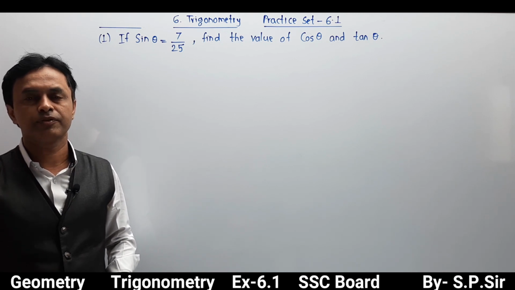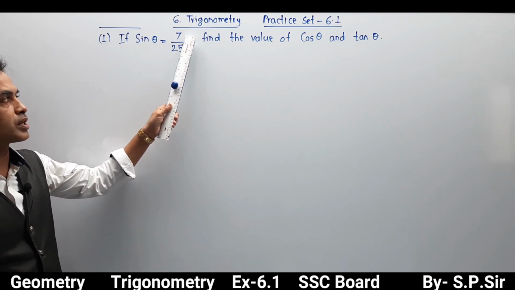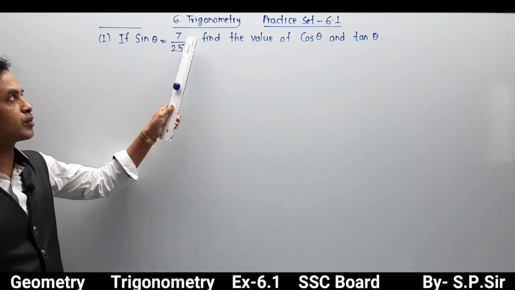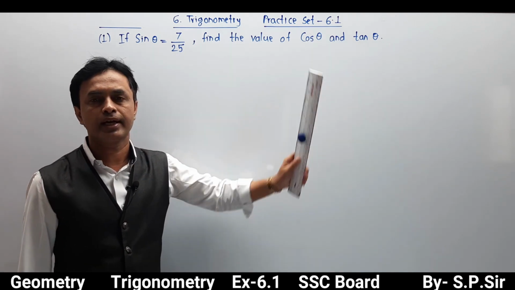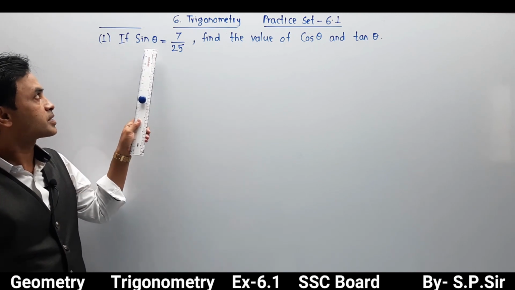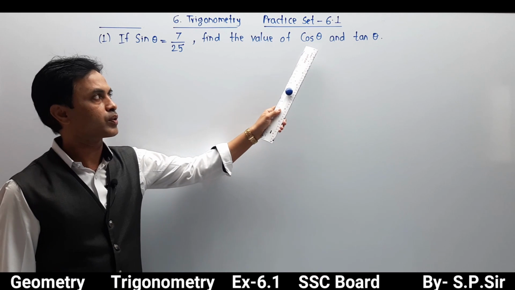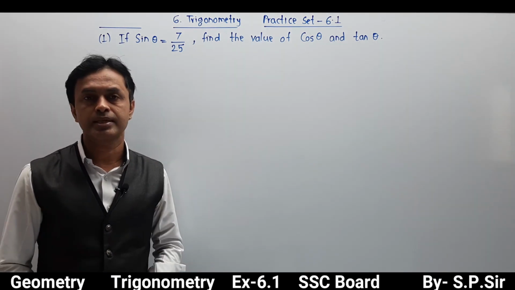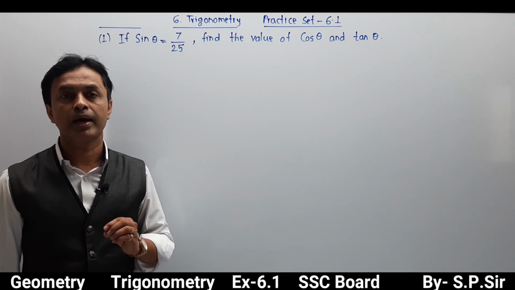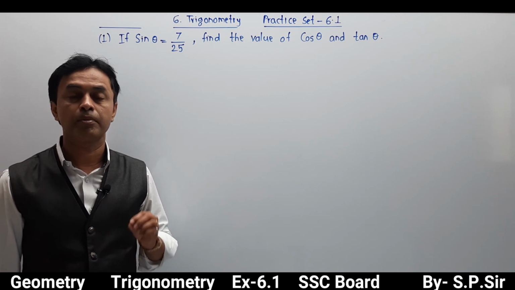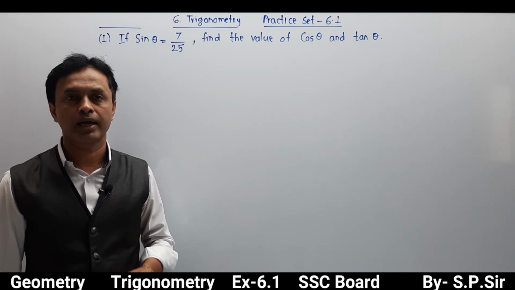The first numerical is: if sin theta is equal to 7 upon 25, then find the value of cos theta and tan theta. Sometimes they also specify to solve the numerical by the triangle method or by the identity method. So first we are going to solve this numerical by the triangle method.